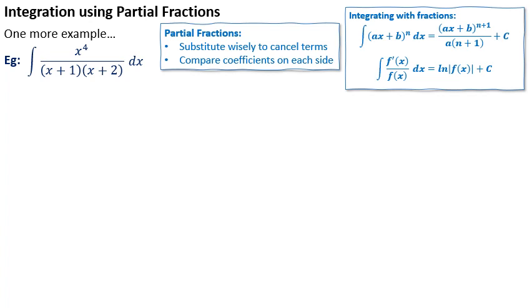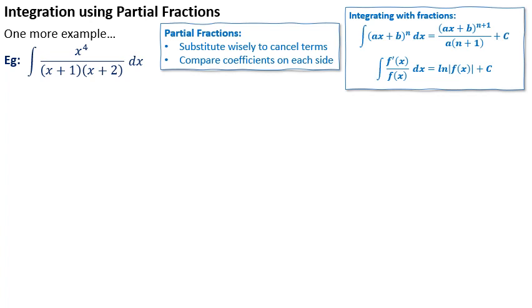We have x to the power 4 on the top and a quadratic, x plus 1 times x plus 2, on the bottom. If you divide a polynomial of order 4 by a polynomial of order 2, the quotient, the result of the division, will be a polynomial of order 2. Just like x to the 4 divided by x squared will give x squared.